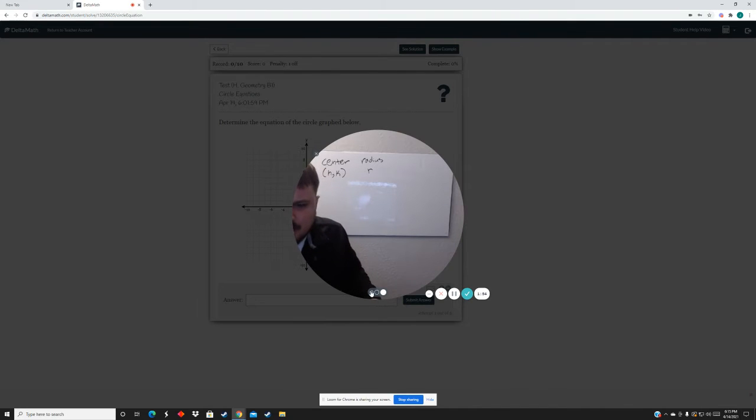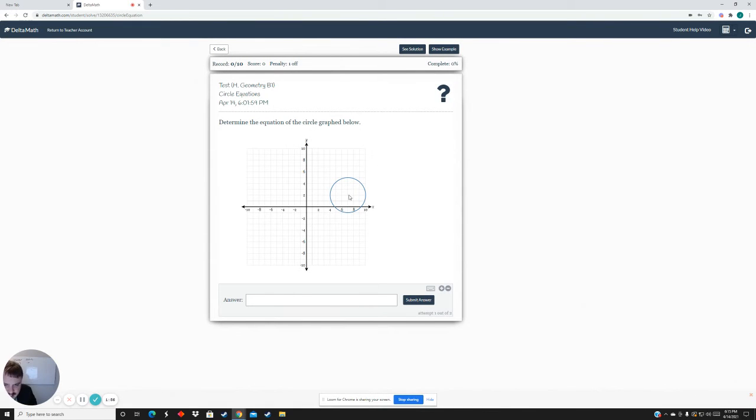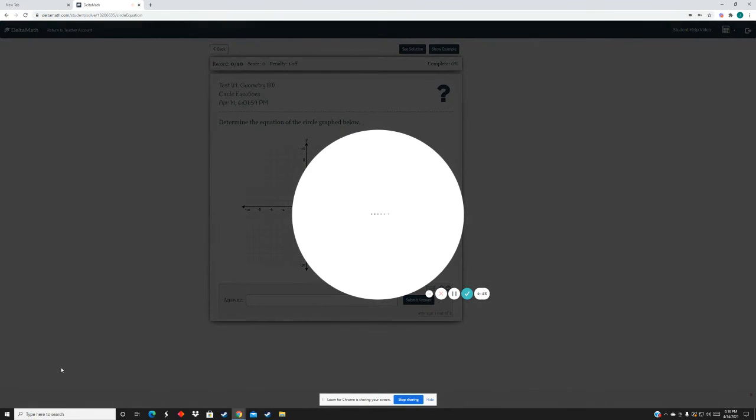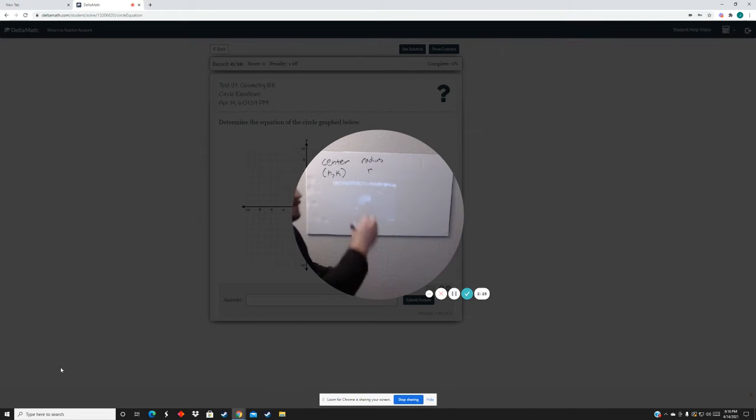Looking at this specific problem, the center is at this point right here. You describe the center by first saying what the x coordinate and the y coordinate are. For this point, it's at 1, 2, 3, 4, 5, 6, 7, and then go up 1, 2. So the x value is 7, the y value is 2. I'm going to write it over here just to keep track. So the center is at 7, 2.